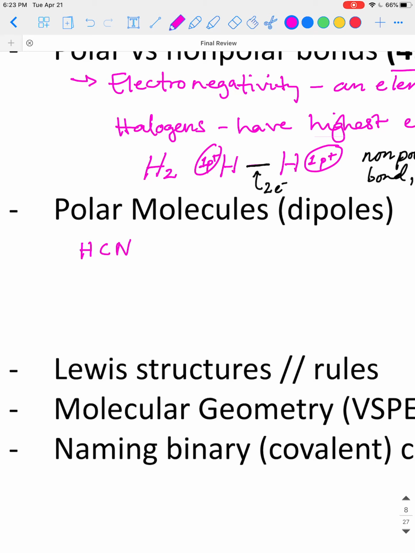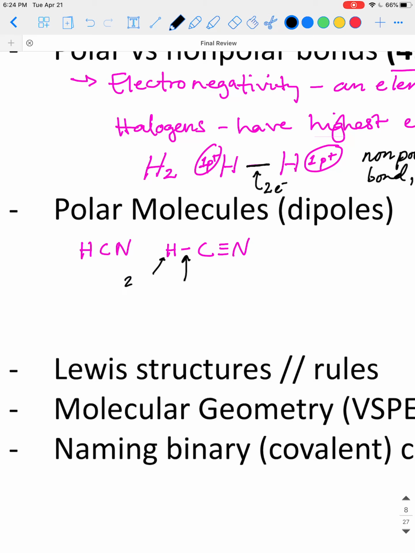For example, if we have a molecule such as HCN, this is an acid. We just got done talking about acids and bases. If we draw the Lewis structure for this, we have a hydrogen bonded to a carbon, triple bonded to a nitrogen. We'll get to Lewis structures in a minute. We want to know if this molecule is polar overall. So we got to look at the bonds. What kind of bonds do we have in our molecule?